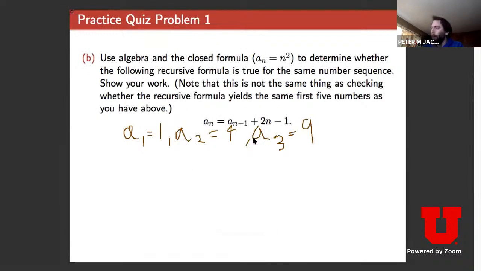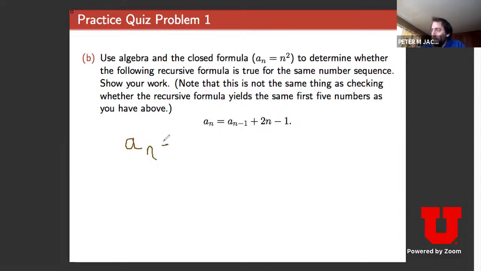The next part of the question is to determine whether or not the closed form can be re-expressed using this recursive form. So we're taking a closed form and trying to convert it to a recursive form. One strategy for doing this is to try to write out an and write out an minus 1 and see if we can find a relationship between them. That's how we can move from the closed form to the recursive form. So let's write out an and let's write out an minus 1.